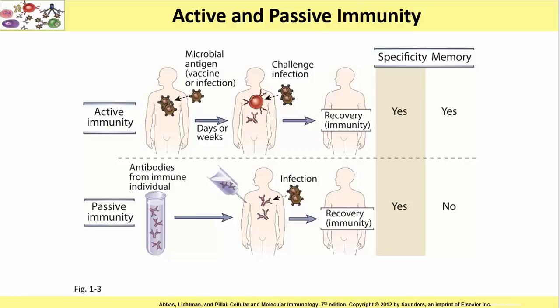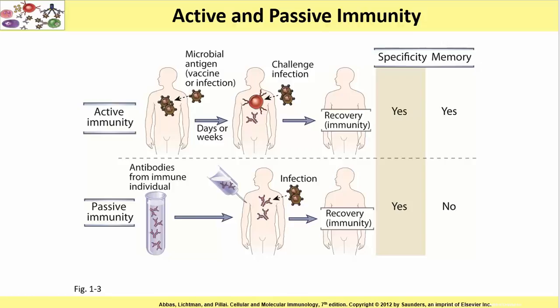I spent some time in AMP talking about active versus passive immunity. Active immunity is when you make antibodies against an antigen. Your body does it. You get exposed to the antigen, you have the challenge, and you end up with immunity, with memory and specificity to that thing.